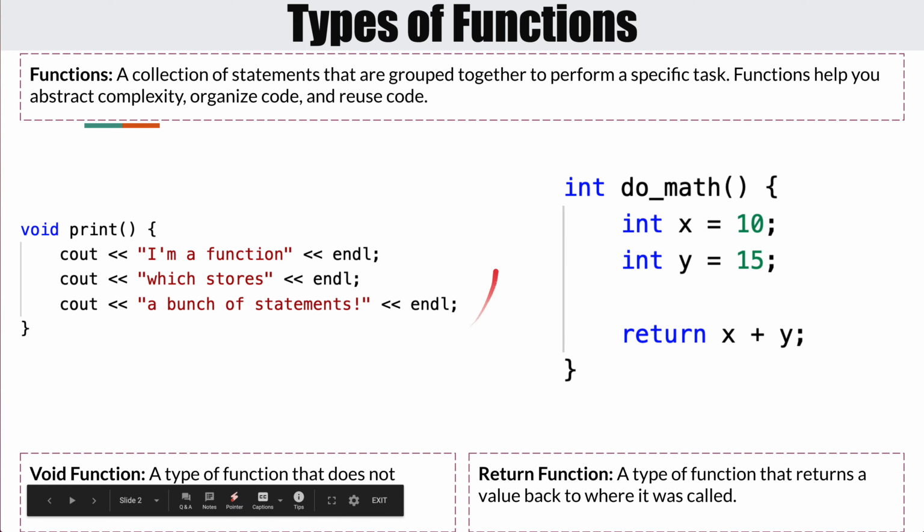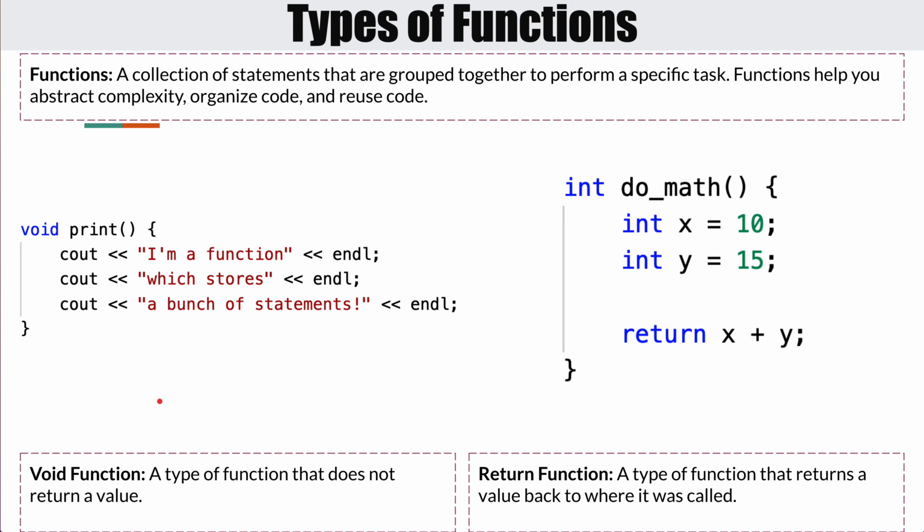On the left, we have the functions that we're really going to be focusing on in this lesson. These are the void functions. They are a type of function that does not return a value. And what that means is that whatever is in the function just runs and nothing is returned after. So these three statements here, okay, these three statements will run every time the print function runs.